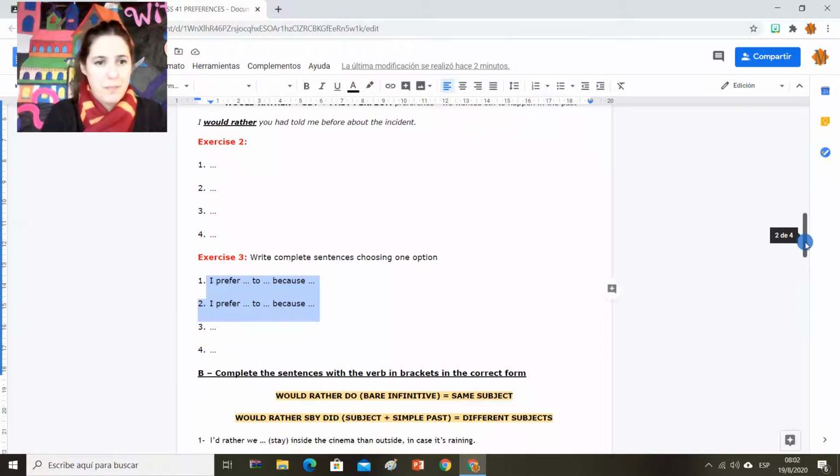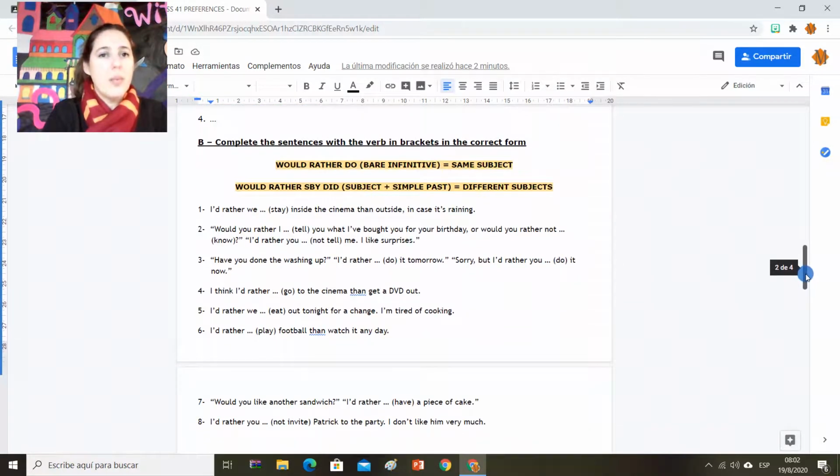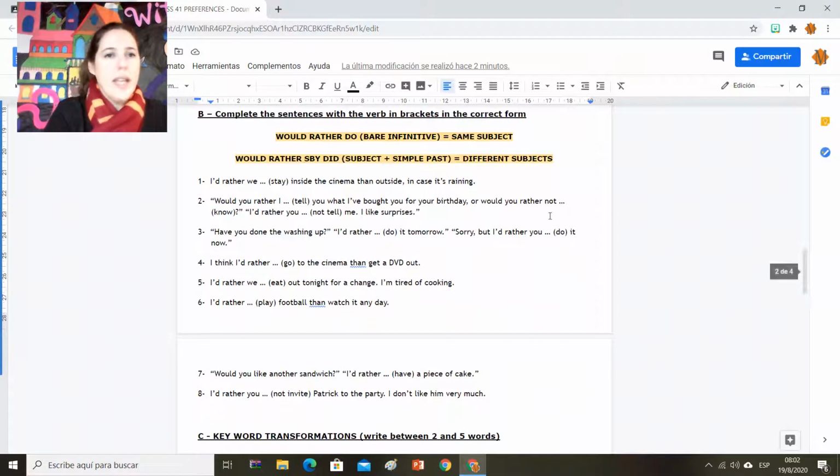Short and sweet. Then, activity B, complete the sentences with the verb in brackets in the correct form. Es decir, si la preferencia es sobre ustedes mismos, van a utilizar el bare infinitive. Si la preferencia es sobre otra persona, que la van a encontrar ahí escrita, van a usar simple past.